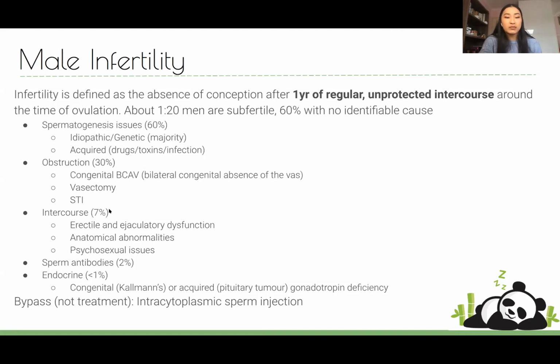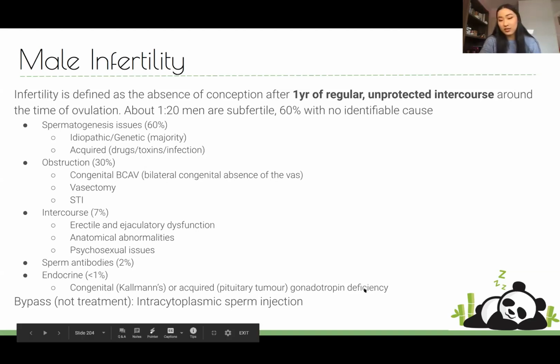Intercourse issues is more to do with erectile and ejaculatory dysfunction, which we will talk about, but it's less common. And then there's anatomical and psychosexual issues, which are vague. Sperm antibodies, don't worry about. And endocrine, very rare as you can see, but for some reason we talk about it a lot. So this is your Kallmann's, this is your pituitary tumor causing gonadotropin deficiency. It's not really a treatment, but the way they typically bypass it, if there is functional sperm production, is intracytoplasmic sperm injection.